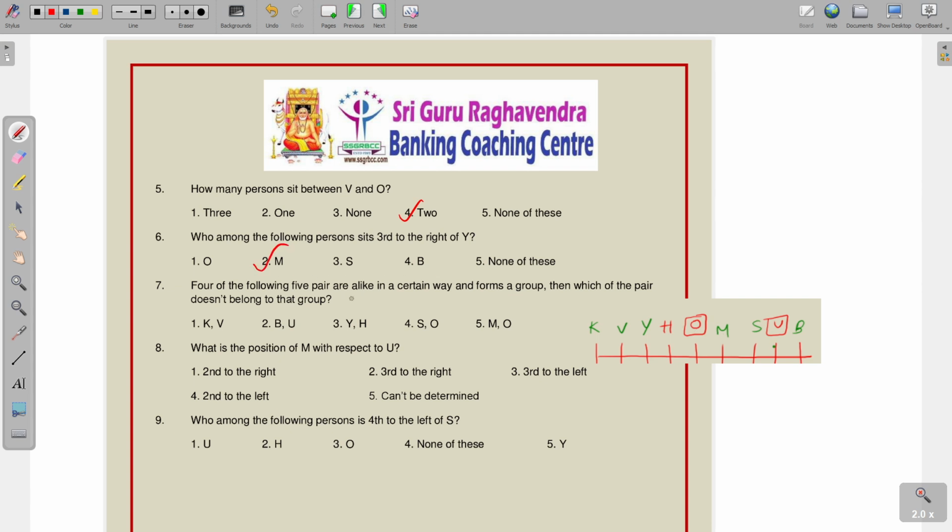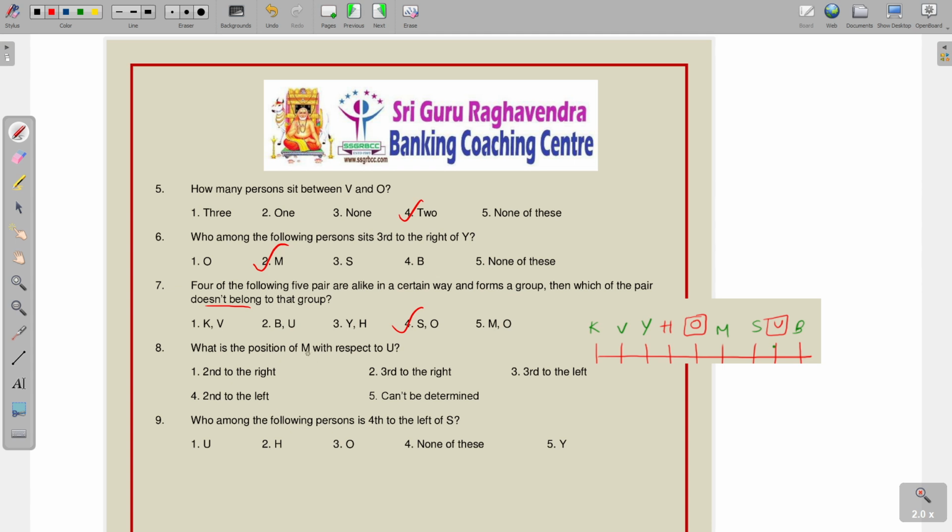4 of the following 5 pairs are alike in a certain way and form a group. Which of the following pairs doesn't belong to the group? Among these 5 options, we need to find the odd one out. K and B: between K and B, no one is sitting. B and U: between B and U, no one is sitting. Y and H: no one sitting. S and O: between S and O, M is sitting. M and O: between M and O, no one is sitting. What is the odd one out here? S and O is the odd one out.